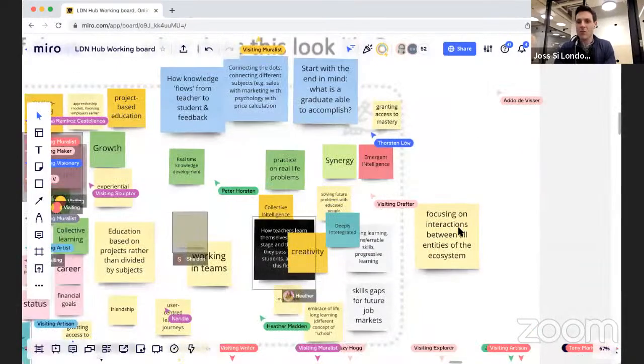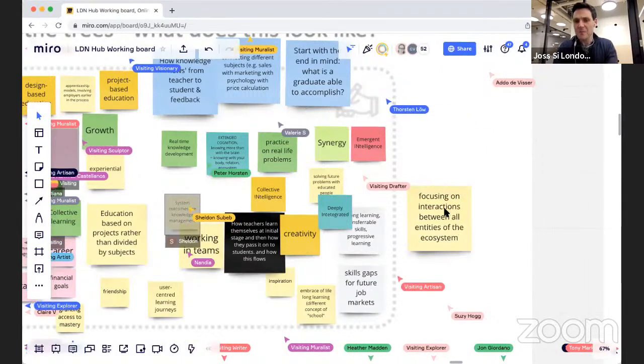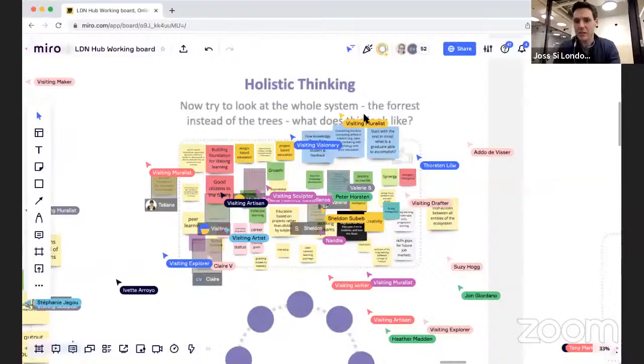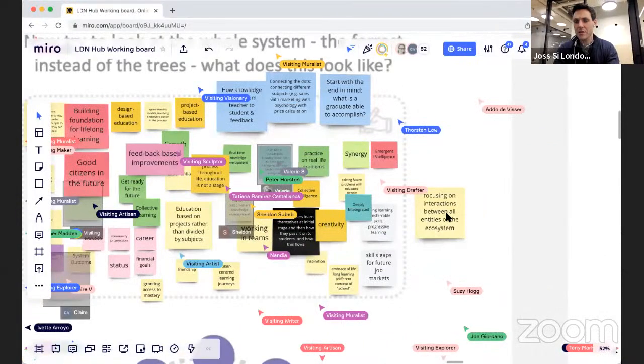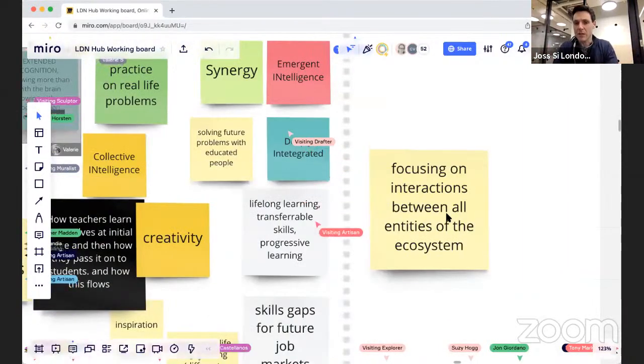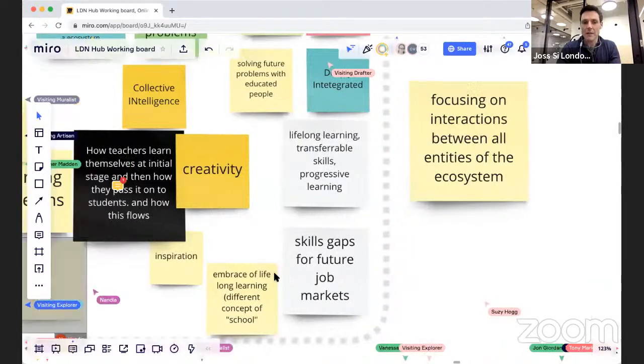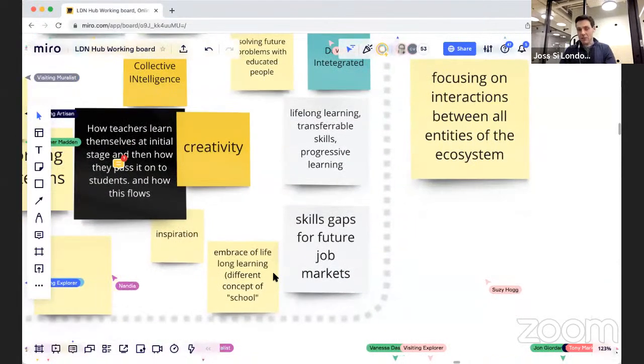So focus on interactions between all entities of the ecosystem. Yeah, so ecosystem, right? It's getting to the idea that there are many different parts to this education system. We kind of want to look at all of them and how they're interacting. Certainly a holistic perspective. So skills gap for future job markets. Yeah, it's looking at the relationship between this system and its function and its relationship to its broader economy and society and so forth.